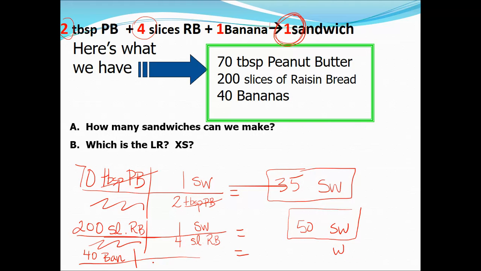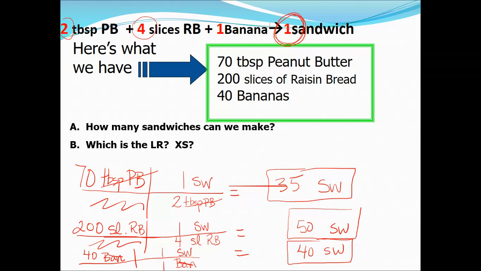And now finally, we need to see how many sandwiches we can make with our bananas. So put bananas on bottom, sandwiches on top. One sandwich requires only 1 banana, so a 1-to-1 ratio. So that will let your bananas cancel. So 40 times 1 divided by 1 gives me 40. I can make 40 total sandwiches with all of my bananas if I use every banana up.